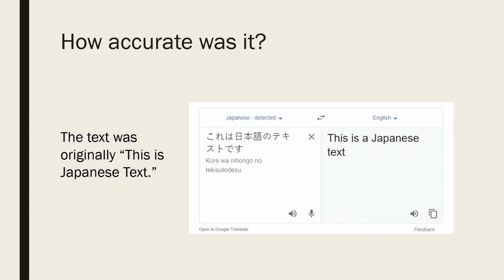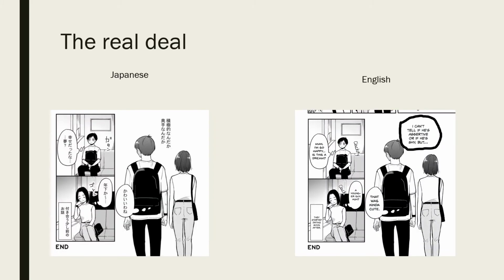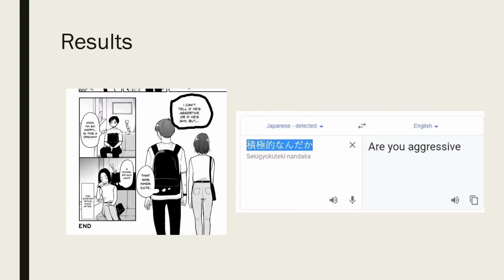Now then, I think this is a huge success, so I decided to take it into a more real-world scenario. Here we have a scene from a manga in Japanese. I put this through our optical character recognition, and let's focus on this top right section of text. We have the English version right here, and in it, it says, "I can't tell if he's assertive or if he's shy, but... dot dot dot." Now then, let's go ahead and see what we get.